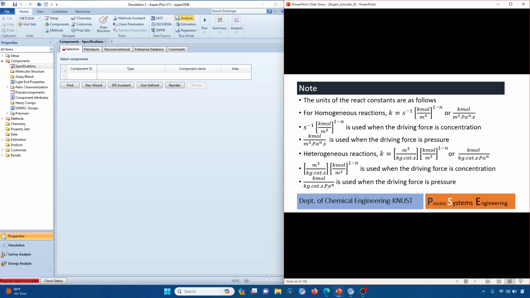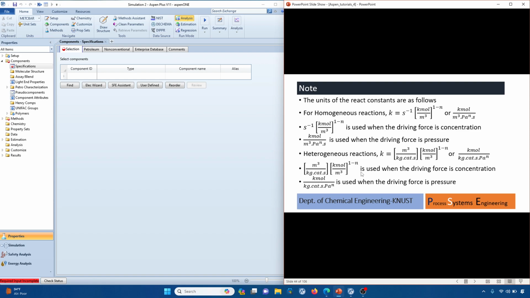So the units for homogeneous reactions, reactions occurring in just a single phase, it may be a liquid phase reaction or a vapor phase reaction, depend on the order of the reaction. If the order is 1, for instance, then that's for a first order reaction. So N stands for the order of the reaction. And depending on whether the driving force is concentration or pressure, one of these forms is used when it's concentration, and another here when it's pressure. And so you can see here.